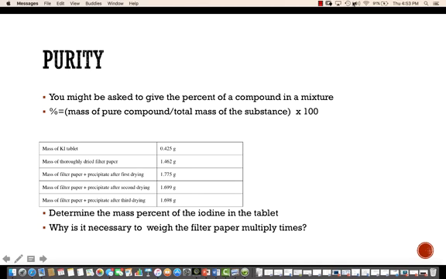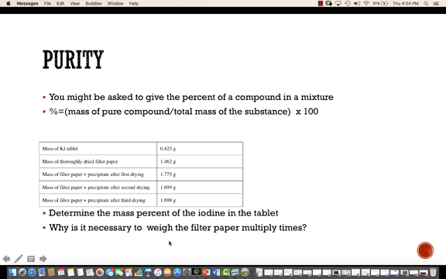They may ask you a problem where you have to give the percentage or determine the purity of a substance. If you're looking at that, you really are looking at a percentage. You're looking at the mass of whatever the substance is divided by the total mass of the mixture. In this case, we were analyzing a tablet. So usually in these cases, we will do some sort of precipitation reaction and pull out the ion or object of interest.